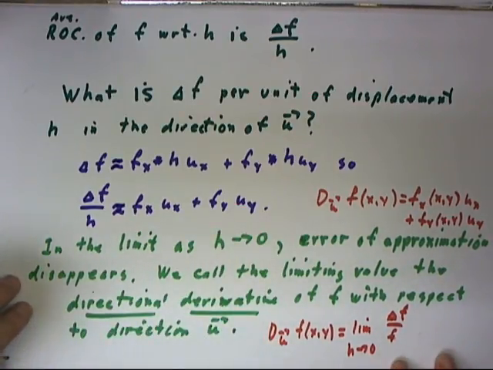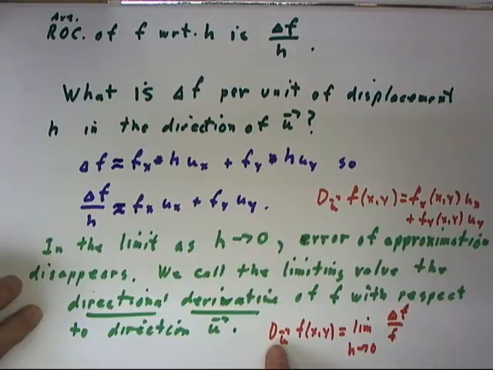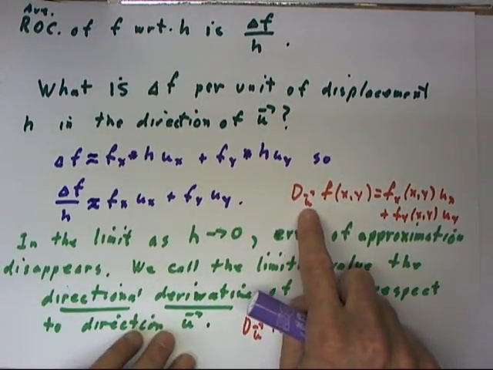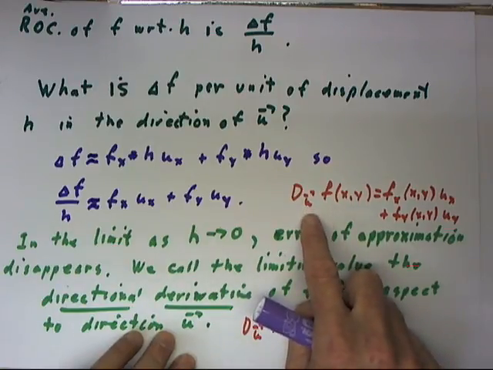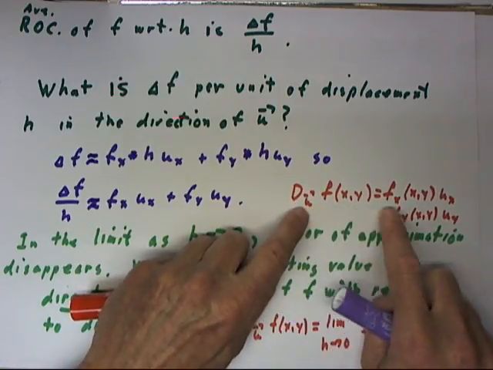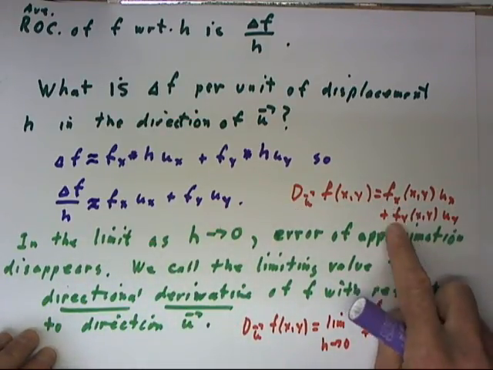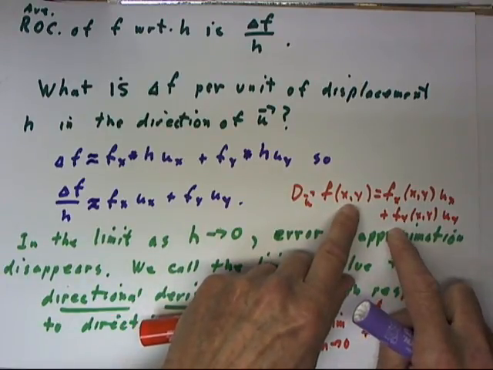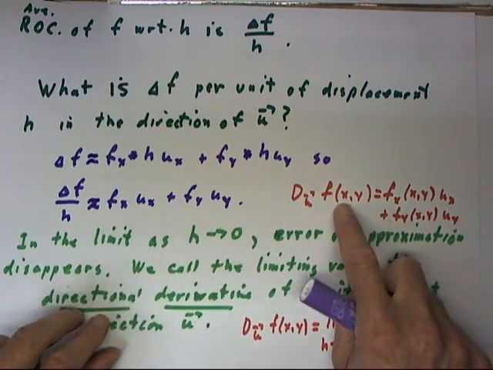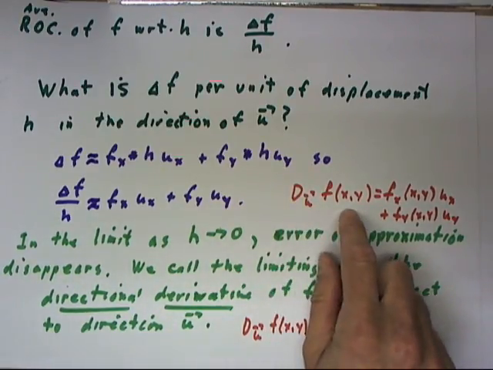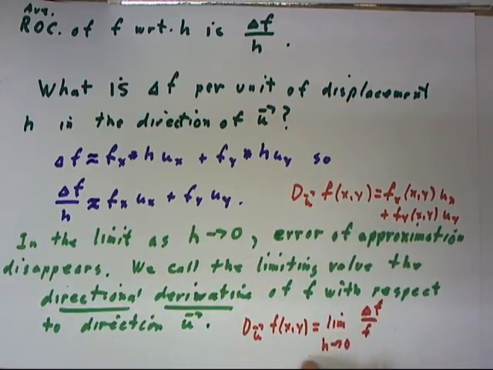direction. So the notation is d sub u of f of xy, the derivative with respect to direction u of f of xy, and for any function f of xy, that directional derivative is just fx times ux plus fy times uy, where fx and fy are evaluated at the same point as f of xy. Again, we call this the directional derivative of the function f in the direction u.